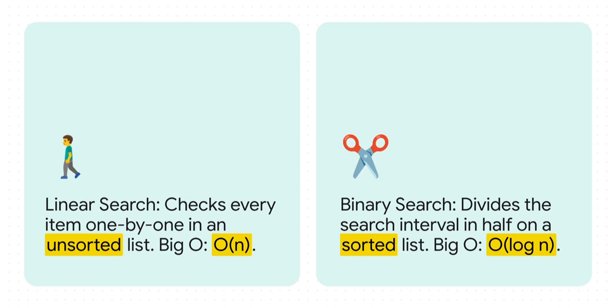Now, binary search is way smarter. The catch is your list has to be sorted first. It starts by looking at the item right in the middle. If what it's looking for is bigger, it throws away the entire first half of the list. If it's smaller, it throws away the second half. It just keeps cutting the problem in half over and over again, and this divide and conquer strategy gives it an absolutely incredible big O of log n.